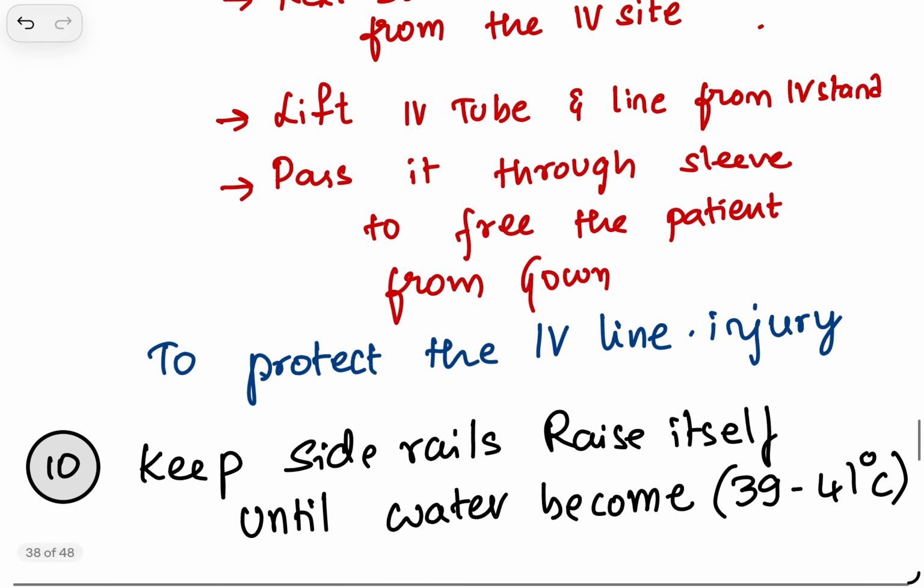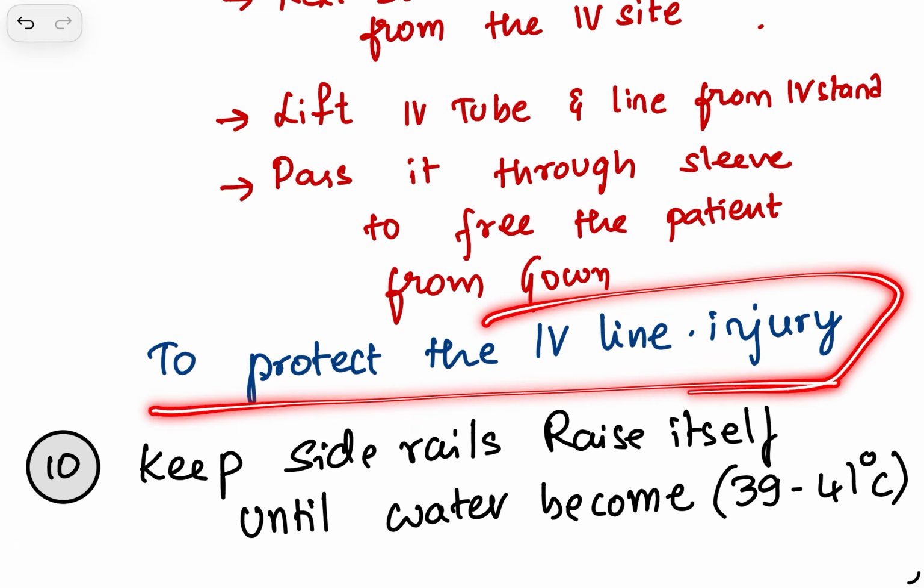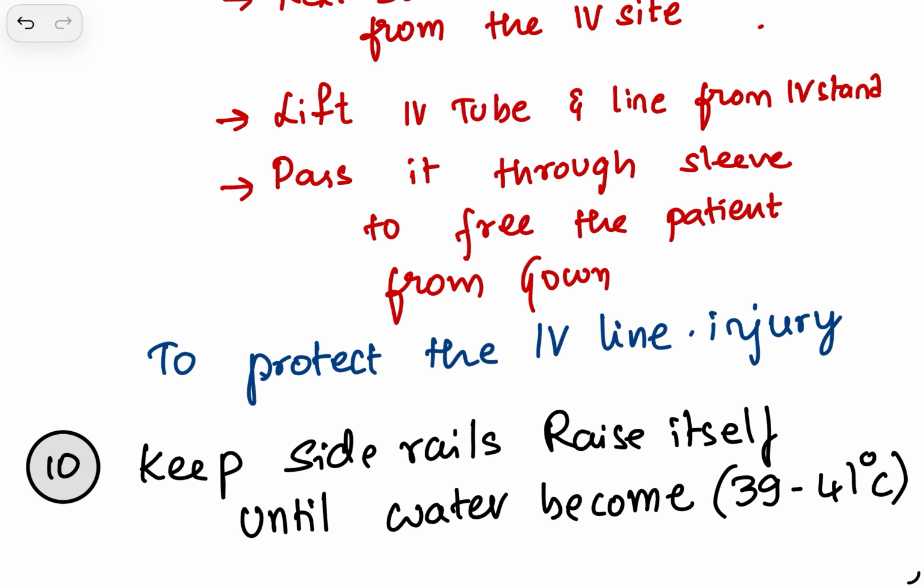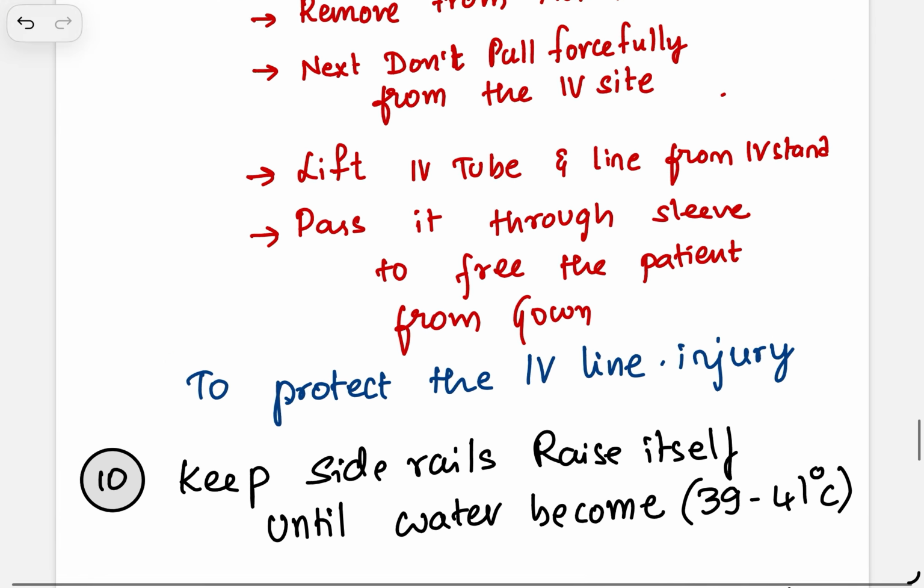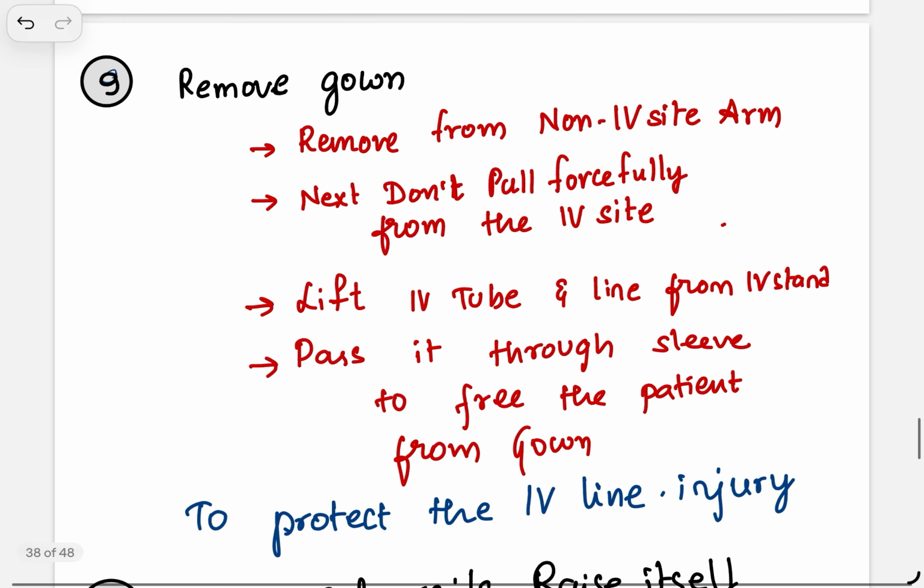Why do we have to do this? Because to prevent IV line injury. Clear? Are you understanding? One thing you can remember, you may say, sir, we can stop the IV line. You can do that, but if the patient is very critical and you stop it, there will be chances of the patient getting complications, so you don't want to remove it. So in that case you have to do this type of step.